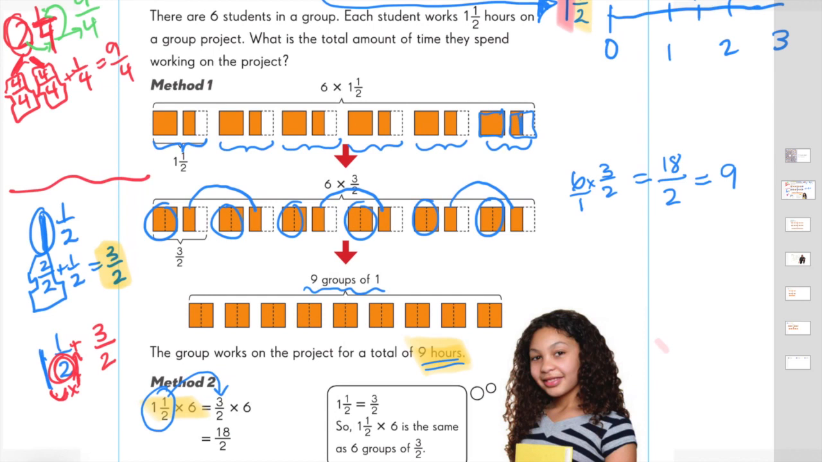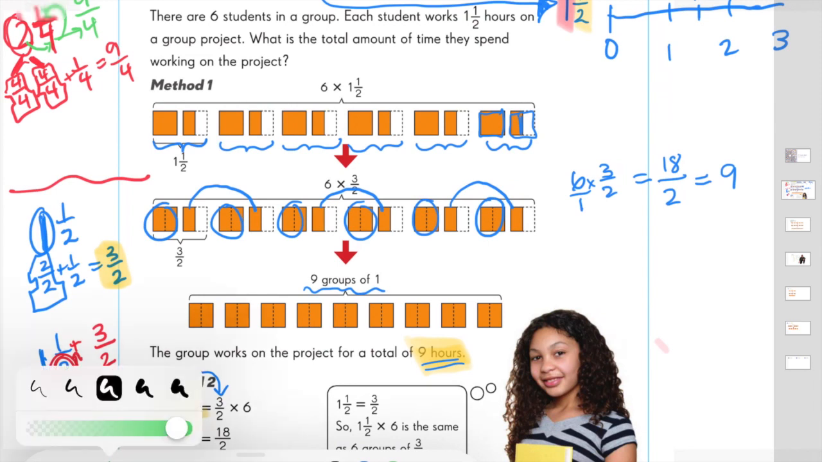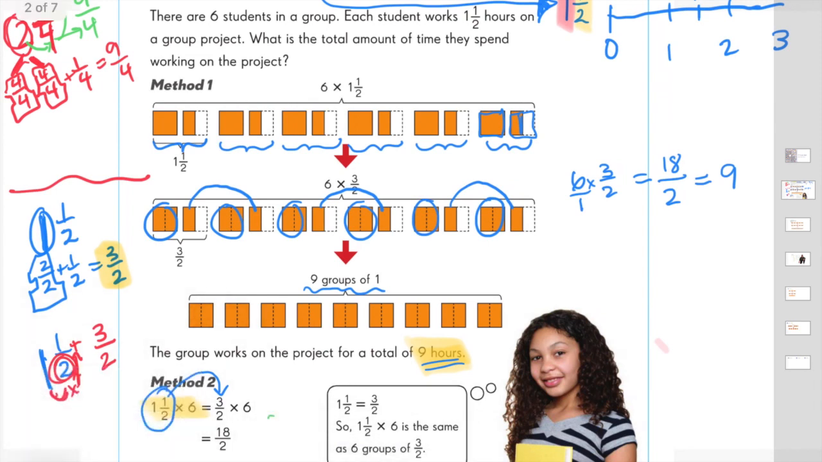Okay, so now that we did a little review on changing mixed numbers into improper fractions, let's carry on down here and solve 1 1/2 times 6. So we have 3 halves times 6. If we put 6 over 1, we can multiply 3 times 6 is 18, and 2 times 1 is 2, and 18 divided by 2 is 9. So the group project worked for a total of 9 hours.